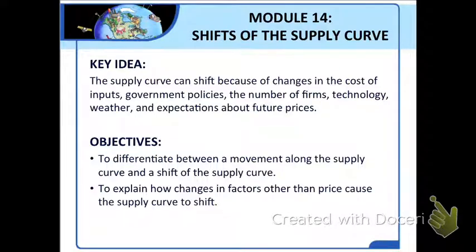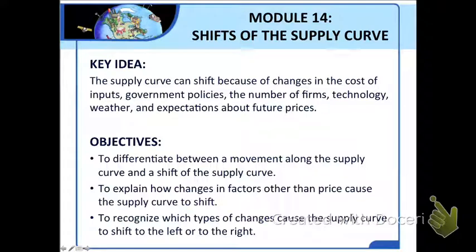When the price changes, that's movement along the supply curve up or down caused by a change in price, and we say that's a change in quantity supplied. But when these factors change, then they cause the entire supply curve to shift to the right or to the left. And then we will recognize which types of changes cause the supply curve to shift to the left or to the right.